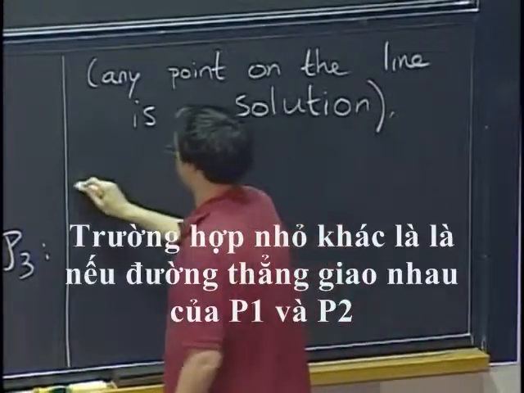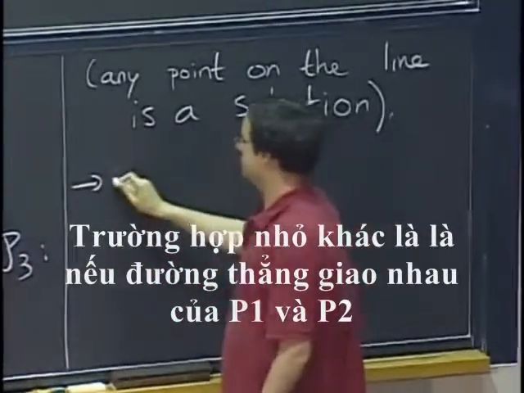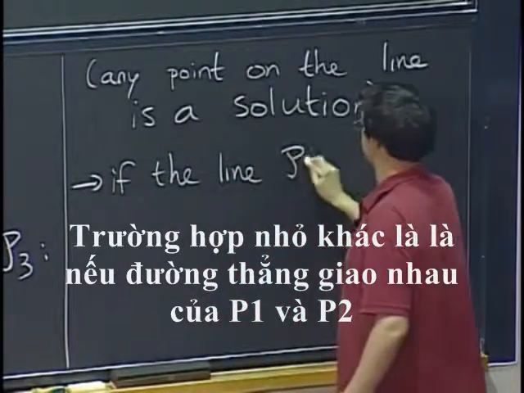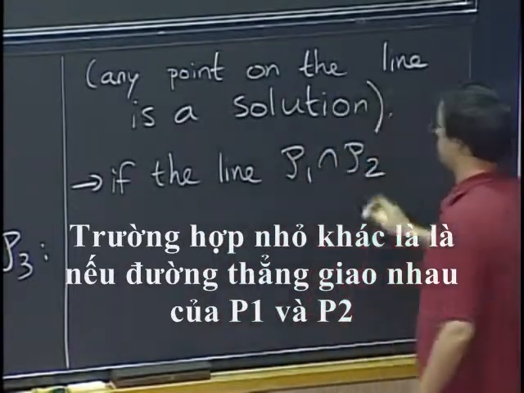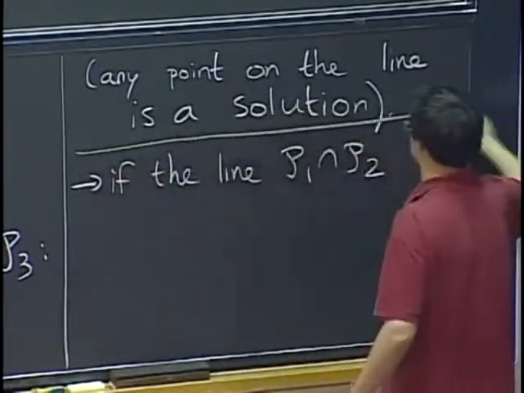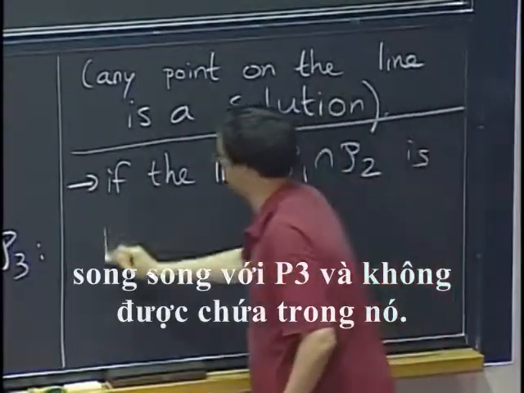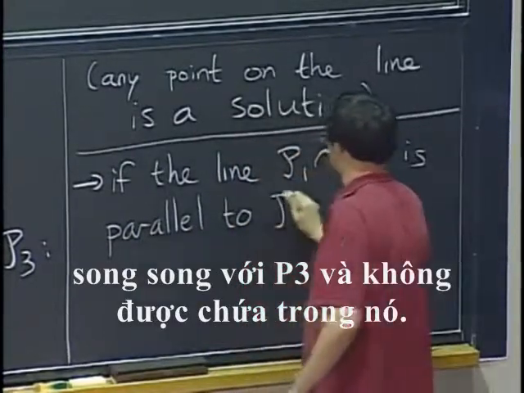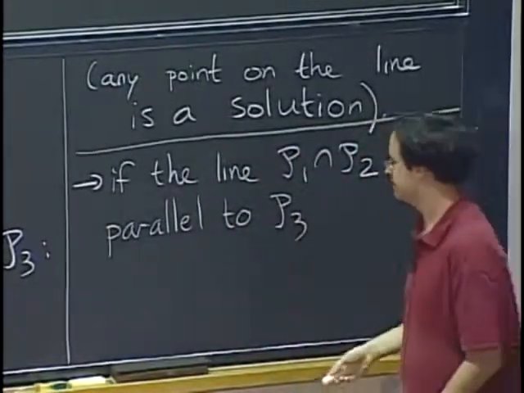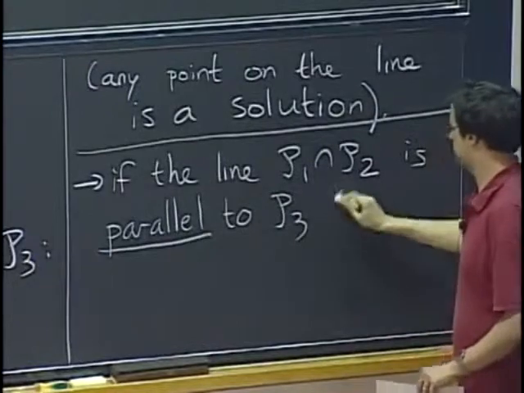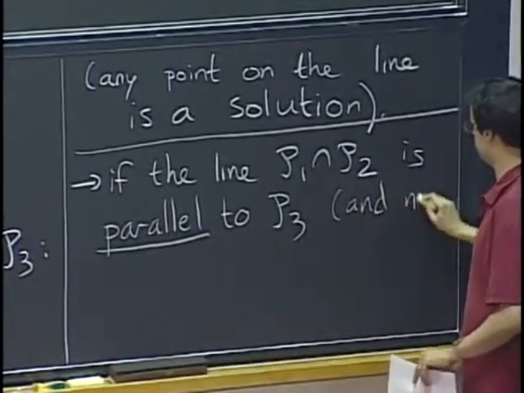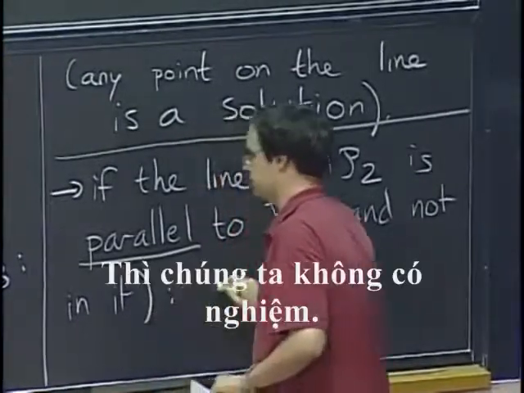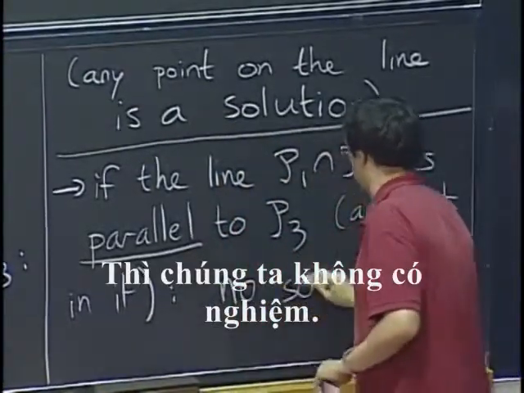Now, the other possibility, the other subcase, is if the line of intersection of P1 and P2 is parallel to P3 and not contained in it. Then we get no solutions.